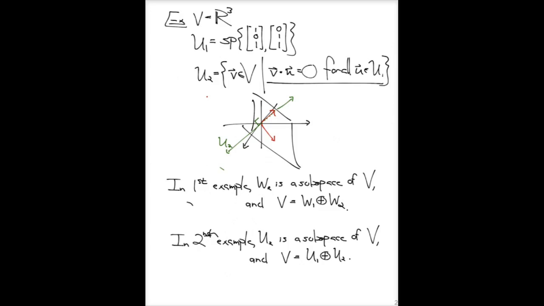Both of these examples went the same way. I started out choosing some arbitrary subspace, W1 or U1, and then I chose another subset, which was in a sense the collection of all vectors orthogonal to the first subspace. And in each case, I concluded that the second orthogonal set is in fact a subspace, and V can be written as a direct sum of these corresponding spaces. This is true more generally for any vector space with an inner product. So we'll state this result and we'll see some interesting examples.